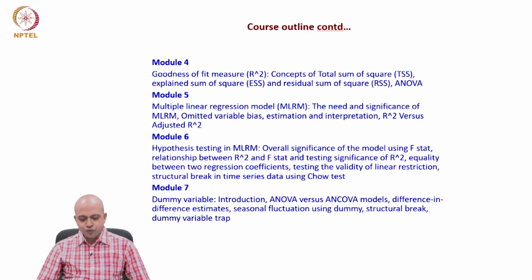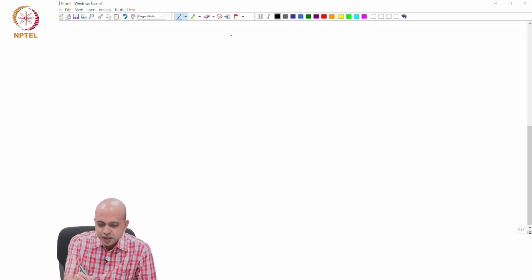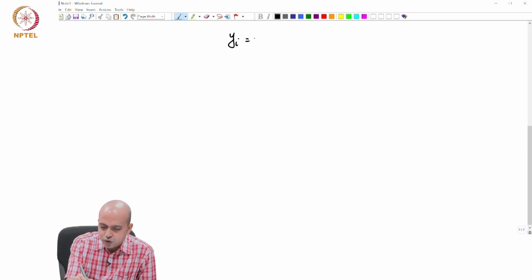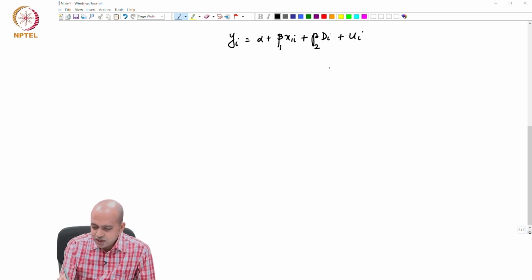Then in module 7, we are going to discuss dummy variables. The example we are discussing, the income consumption relationship, is one in which both income as well as consumption are quantitative variables. But it may so happen that sometimes our variable of interest is not always quantitative. For example, let us say I have a model where yi equals alpha plus beta 1 x1 plus beta 2 di plus ui. And what is di?